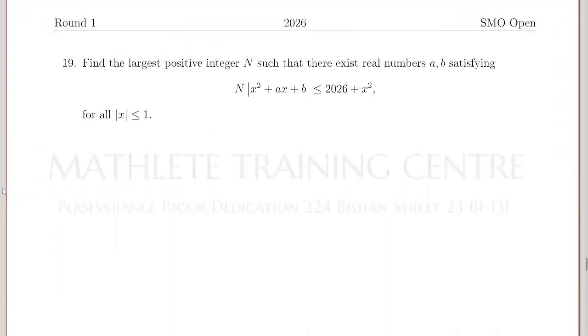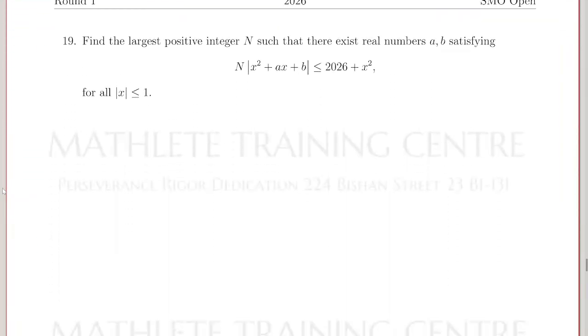Question number 19. Okay, this is a question that is quite approachable. By approachable I mean that even people who are Sec 1 or Sec 2 this year can already start to attempt questions like this. You want the largest n so that there exist a and b such that this is always true for all x between -1 and 1. Now, I've done such a question like this before, but I forgot where. That's the problem.